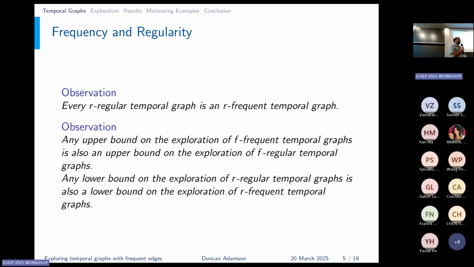The reason we want to focus on frequent rather than regular is that, of course, any R-regular temporal graph is R-frequent, but not necessarily the other way around. So if we get a good upper bound on the amount of time it takes to explore an F-frequent temporal graph, we get the same upper bound for F-regular. Conversely, if we have a lower bound on our regular temporal graphs, which I don't think we have time to go into in this talk today, but if we do have a lower bound on our regular graphs, then we also get a lower bound on our frequent temporal graphs.